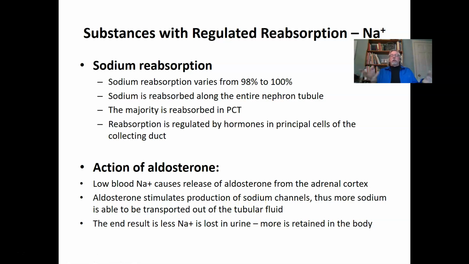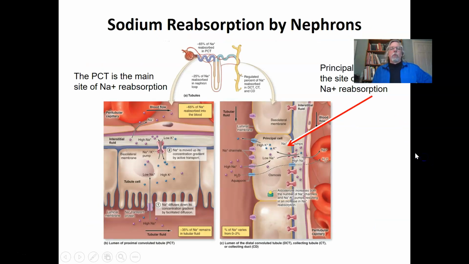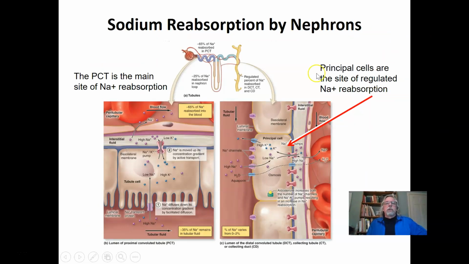More sodium channels are more pathways for sodium to get out of the lumen of the collecting duct back into the body, right? If it stays in the lumen, it's going to travel into the urine and be lost. We don't want that. We're running low on sodium. We want to reclaim it, okay? So how that works is shown here. And here is the collecting duct.